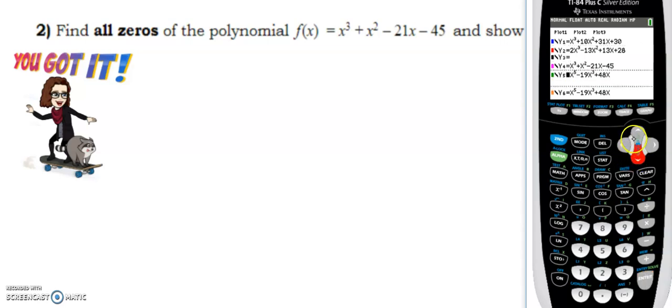Okay, it's important that you take time to graph this for yourself because you've got to know how to do this on your own. Pause your video, type in your function, and work to find all of the zeros.